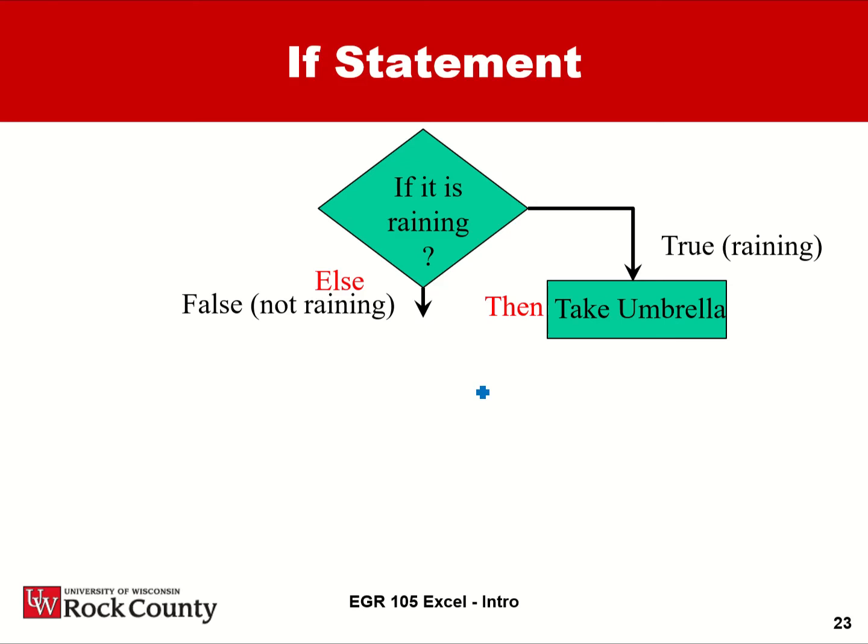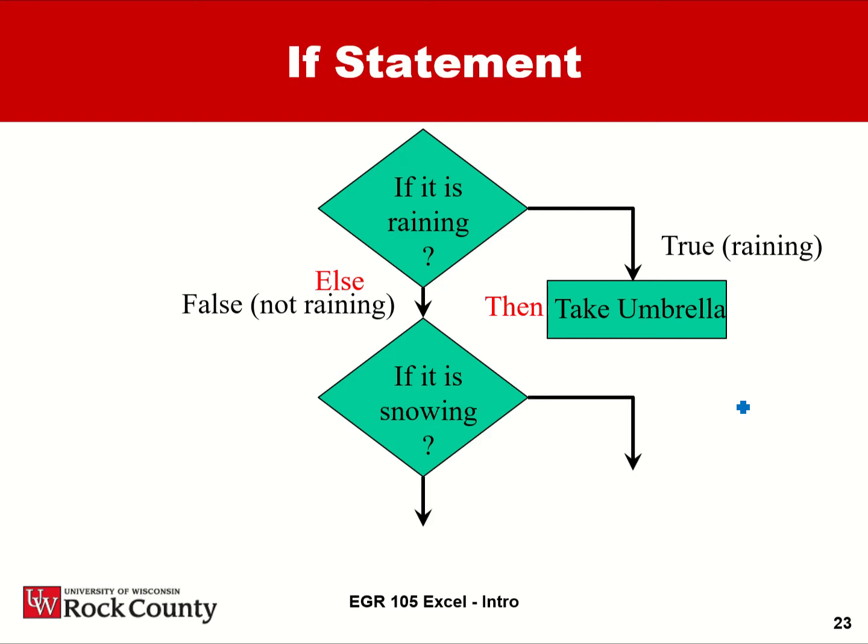So let's look at this situation here. This is where we were before, right? If it's raining, I take my umbrella. If it's not, I'm going to check something else. What should I check? Let's check to see if it's snowing. That might be another option. So if it's raining, I'm going to take my umbrella. If it's snowing, I have two options again. It's either not snowing or it is snowing. If it's snowing, that will be true. And if it's not snowing, it'll be false.